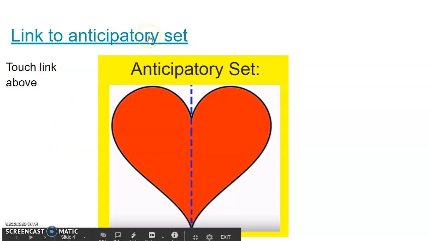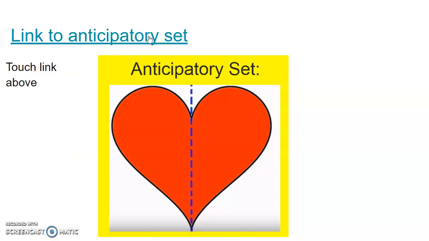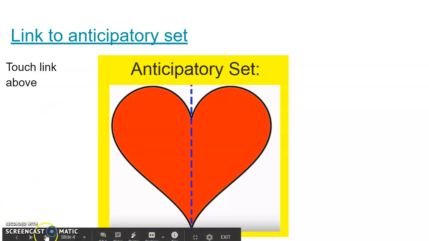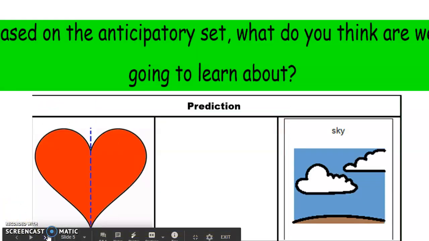This is going to be our anticipatory set. So as we listen to this, we want to think what we might be learning about. If you're at home, you can click on this link and it will also take you to the anticipatory set. What we want the kids to do is listen, look, and think about what they're seeing and hearing so that next our awesome friends can make a prediction.